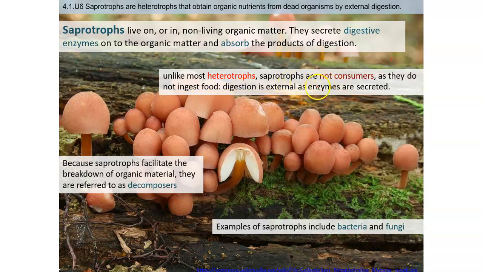So saprotrophs are not consumers, as they do not ingest food, and their digestion is external as enzymes are secreted. And because they facilitate the breakdown of organic materials, they are referred to as decomposers as well. The examples are bacteria and fungi.